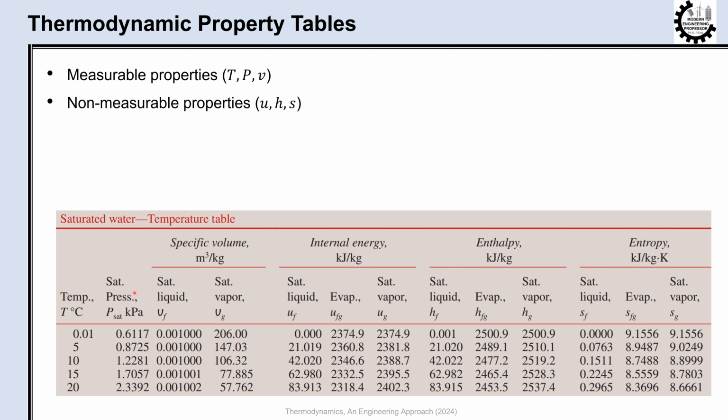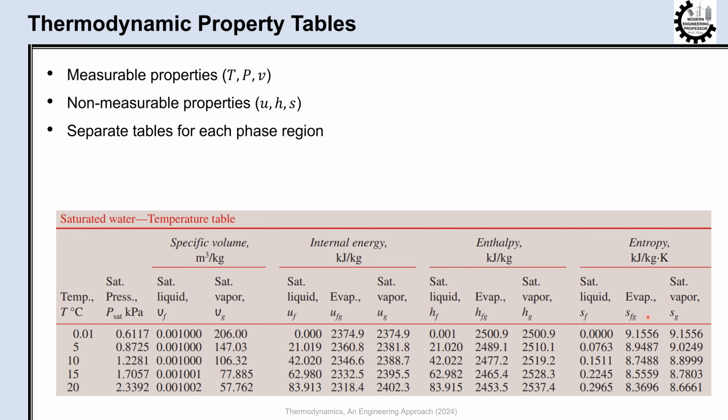A small part of a property table for water in the saturated liquid vapor region is shown here. For other regions, separate tables are available. In this table, you can see different variables and their SI units in the top row. From left to right, we have temperature, pressure, specific volume, internal energy, enthalpy, and entropy.